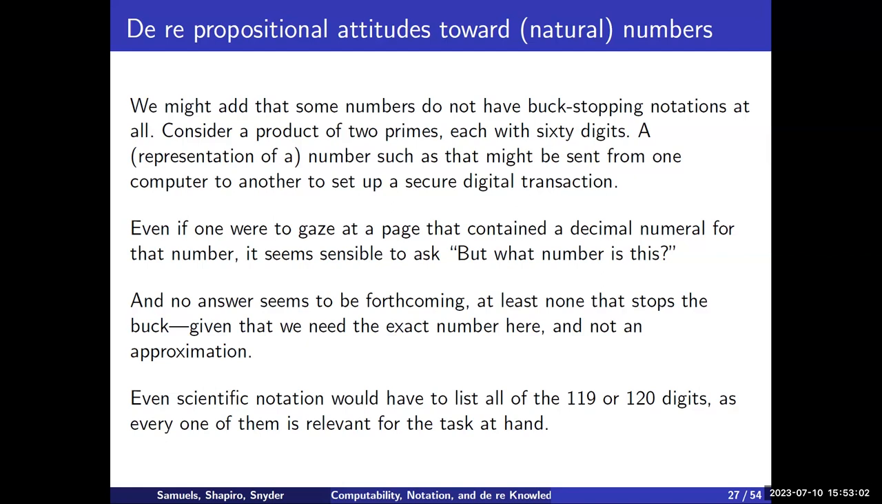So as I mentioned in Dubrovnik, a number like this might be sent from one computer to another to set up a secure digital transaction. Even if one were to gaze at a page that contained a decimal numeral for that number, it seems sensible to ask, but what number is that? And no answer seems to be forthcoming, at least none that stops the buck, given that we need the exact number here and not an approximation. Even scientific notation wouldn't help here, because you'd have to list all of the 119 or 120 digits, as every one of them is relevant for the task at hand.